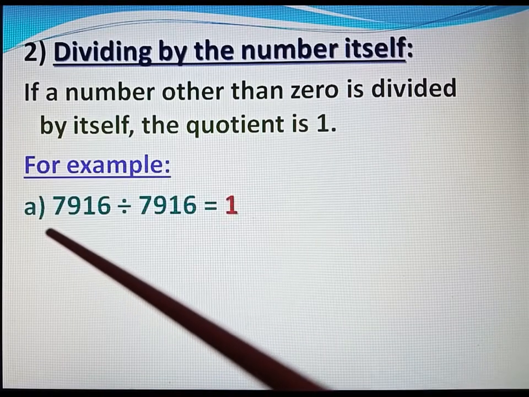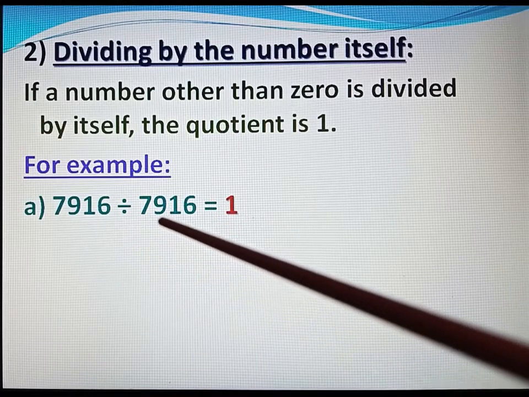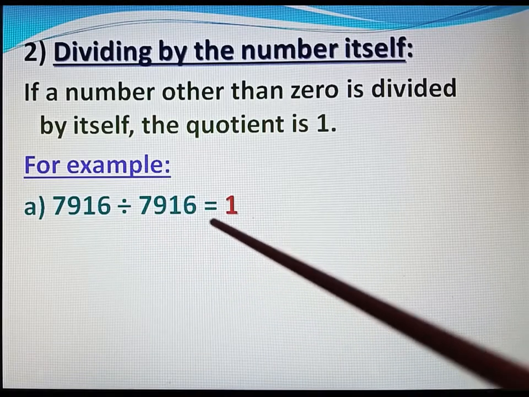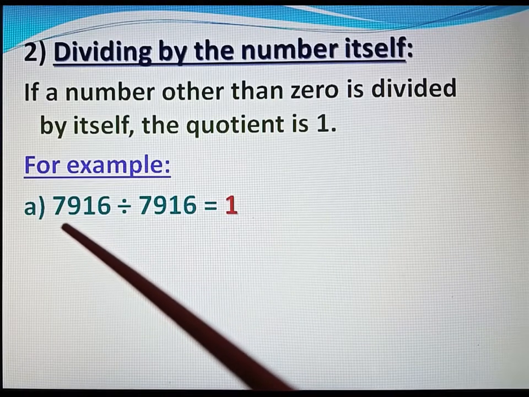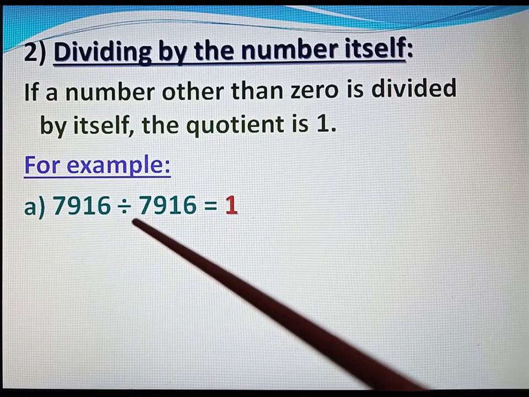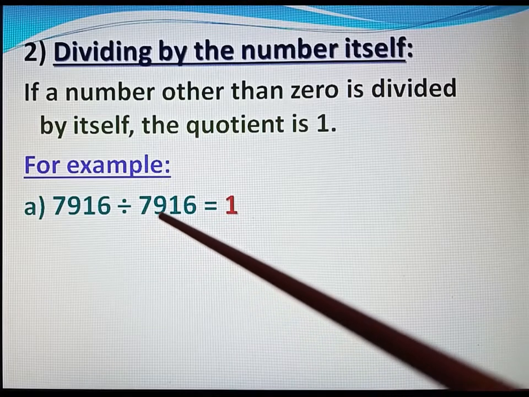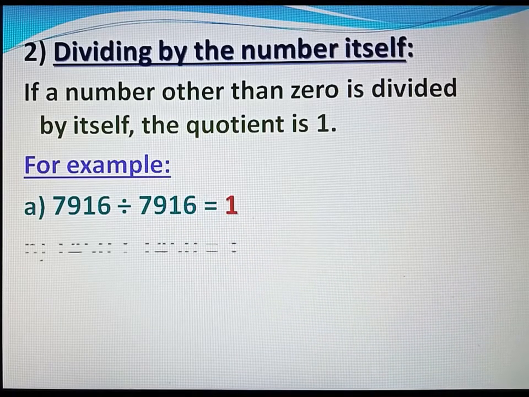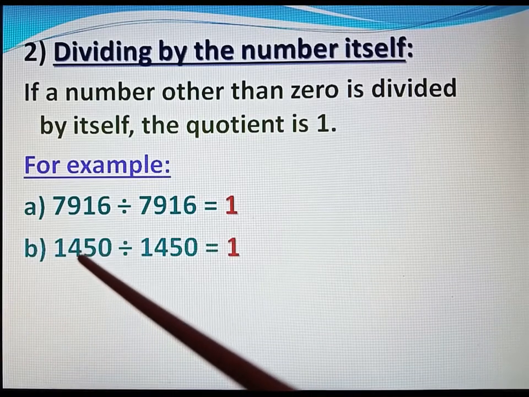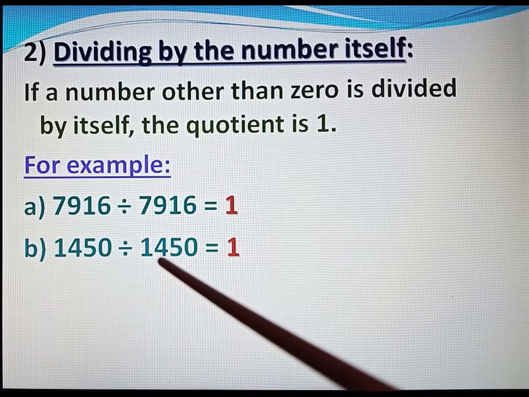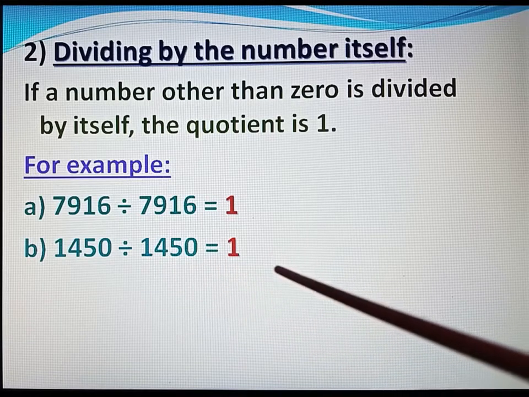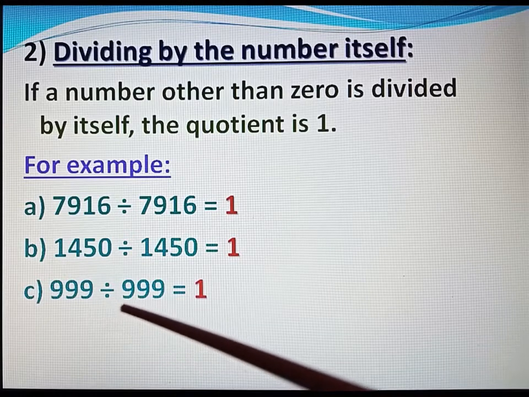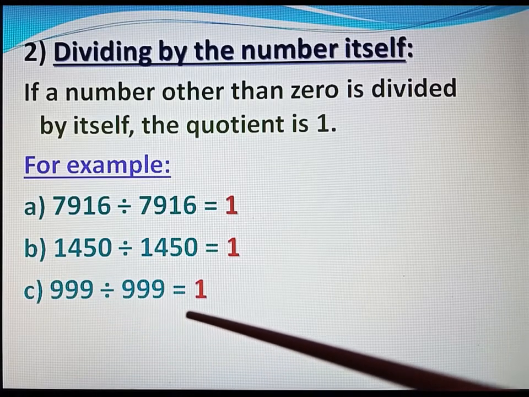A part, 7916 divide 7916 equal. See, we are dividing 7916 by that same number, that is 7916. The quotient is 1. B part, 1450 divide 1450 equal 1. C part, 999 divide 999 equal 1.